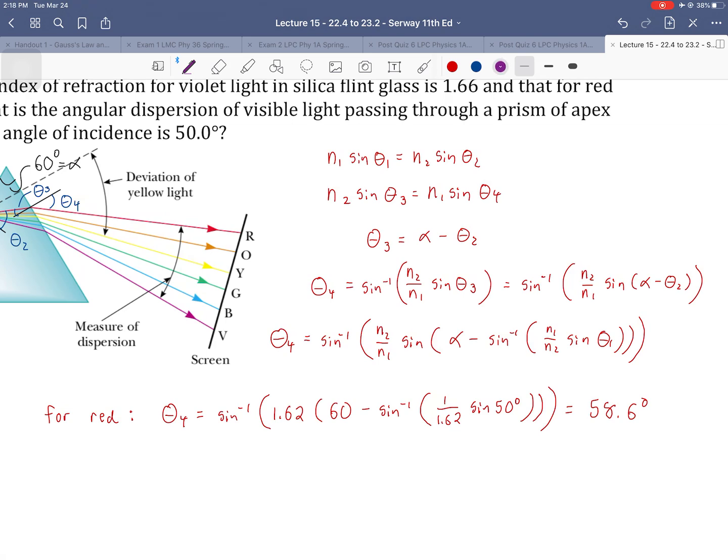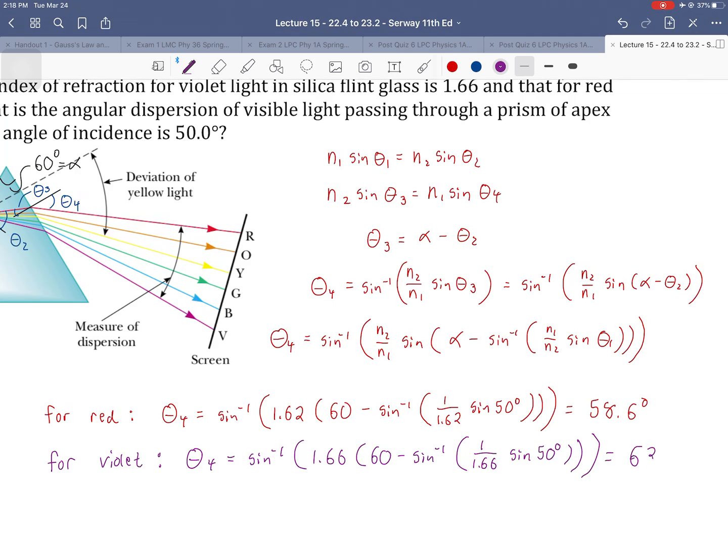For violet, we do the same thing, except here we're going to use the index of refraction specific to violet, so it'll be 1.66. But otherwise, the identical setup. Like so. Okay, and so for violet then, we get a final angle of 63.2 degrees.